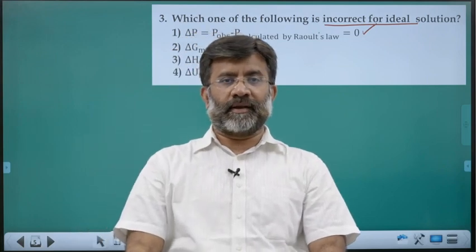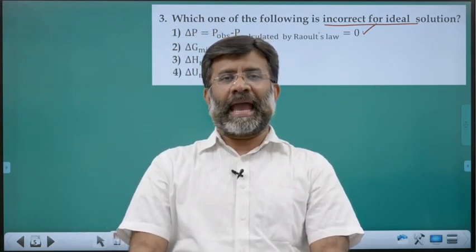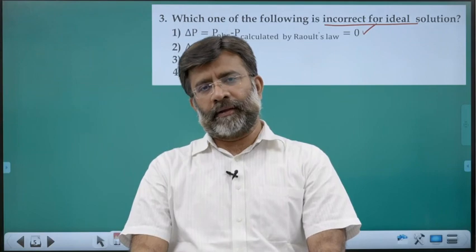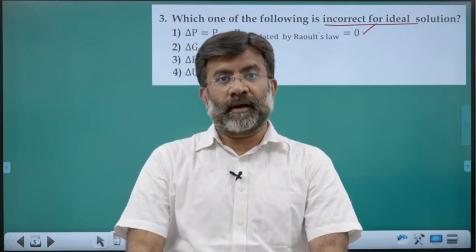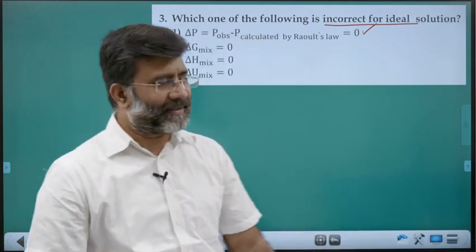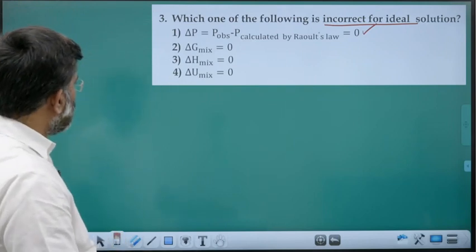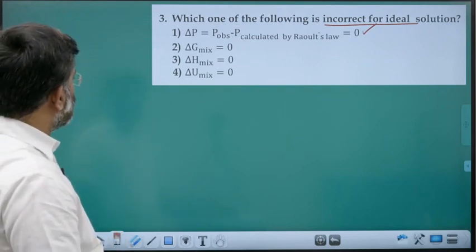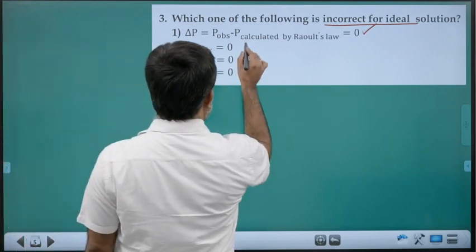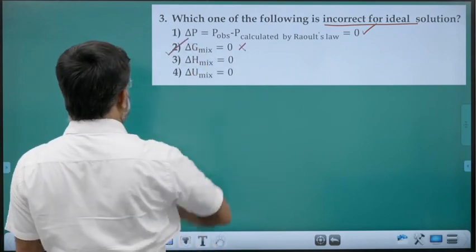What is the theoretical value? Raoult's law. It will be as per the Raoult's law. Ideal solutions obey Raoult's law. Right? What about the second one? Delta G mixing equal to 0. That is the wrong statement. And that is the answer.